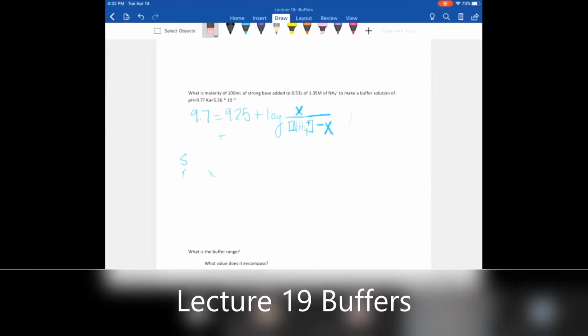Okay, so the first thing now would be to solve for moles of NH4, which is the moles of NH4 that was initially in the solution, because you're looking at the start column of your SRF table, before the base was added. So it's 0.53 times 1.35, which is 0.72.